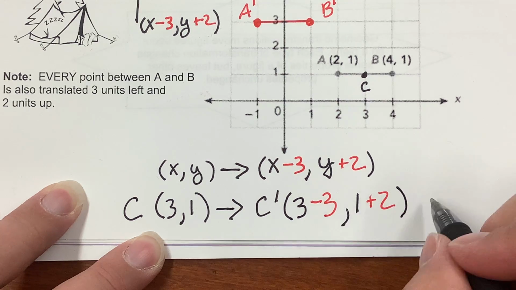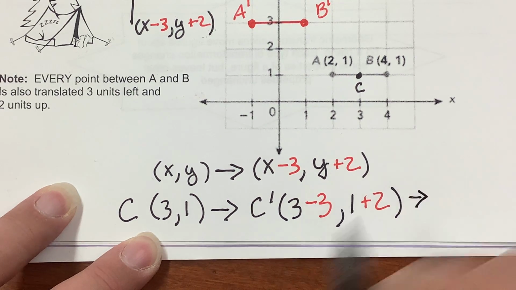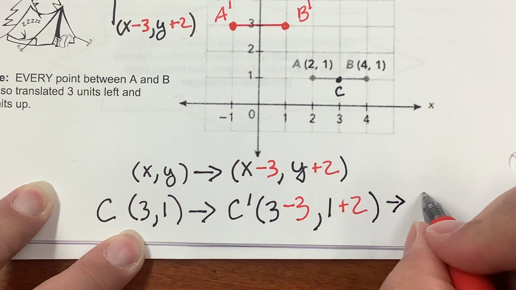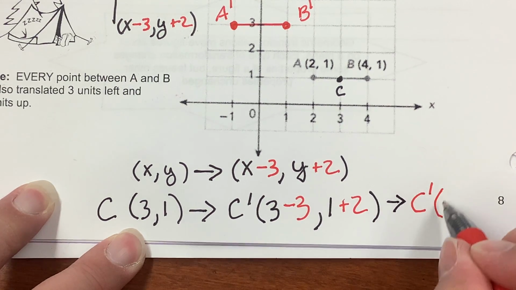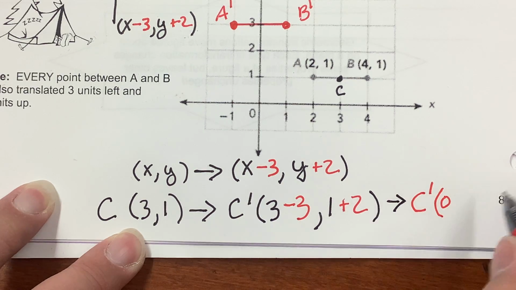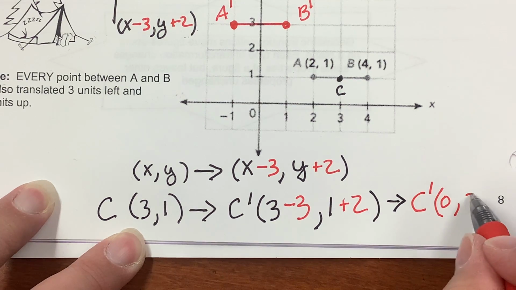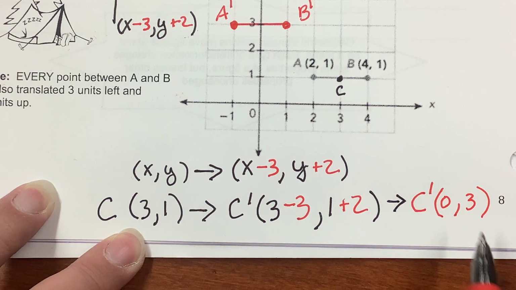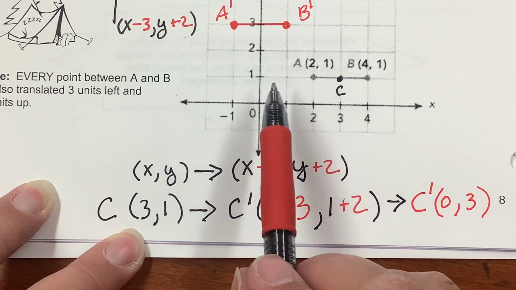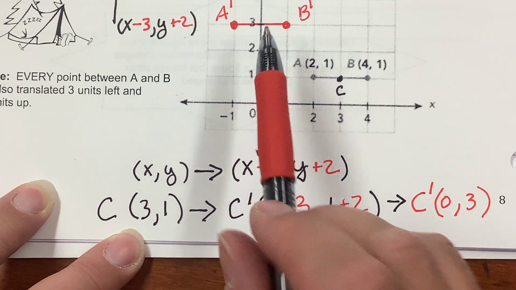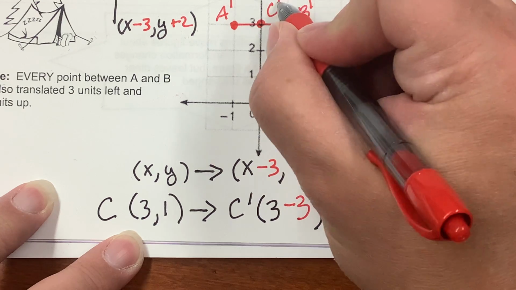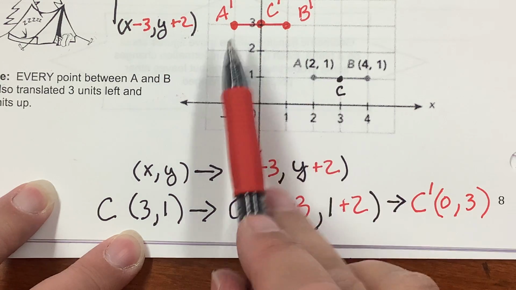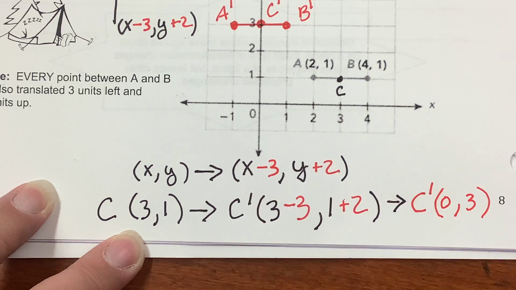So let's see. Here's where C prime should be. C prime should be at 3 - 3, which is 0, 1 + 2, which is 3. So I should be able to locate C prime at (0, 3). All right, here's 0, 1, 2. Well, I'll be darned. Right here, right in the middle, is C prime. Exactly in the middle of the new, just like it was in the middle of the old.